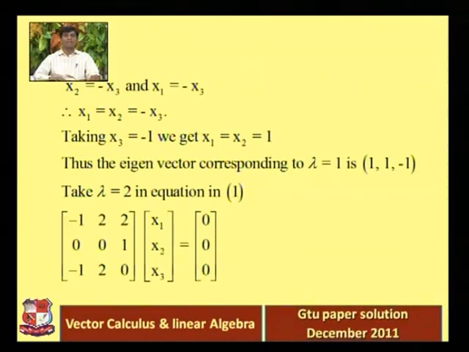Take x2 is equal to minus x3 and x1 is equal to minus x3. You will get x1 is equal to x2 is equal to minus x3. So taking x1 is equal to minus 1, we get x1 is equal to x2 is equal to 1. So thus the eigenvector corresponding to lambda is equal to 1 is (1, 1, -1).